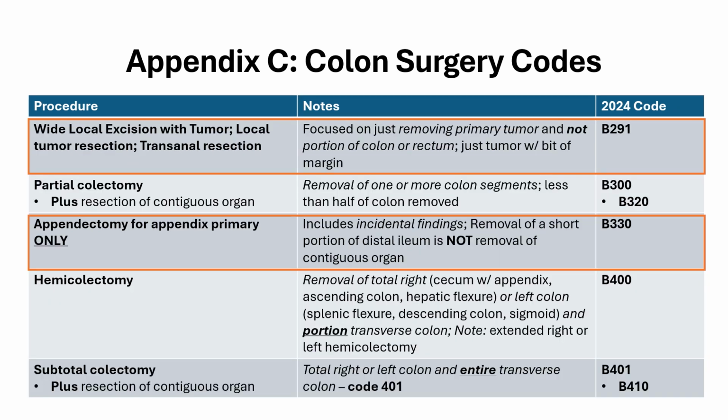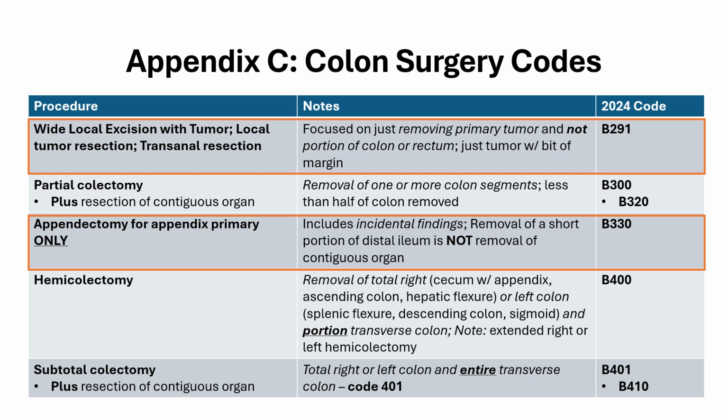Here you see we have some more orange codes for the new ones for 2024 that I want to call attention to here. We have a wide local excision with tumor, or it's a local tumor resection. It may also be called a transanal resection. This is just removing the primary tumor. This is not about removing a portion of the colon or the rectum. It's just getting the tumor with some margin, and that's B291.